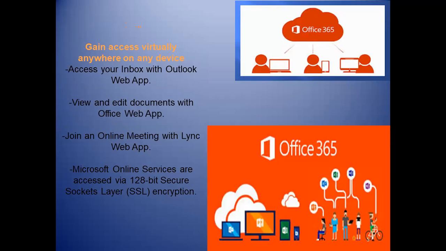Gain access virtually anywhere on any device. Access your inbox with Outlook web app. View and edit docs with Office web app. Join an online meeting with Lync web app. And it is a 128-bit secure socket layer SSL encryption. Whatever you are accessing through your Office is secured by 128-bit SSL encryption.